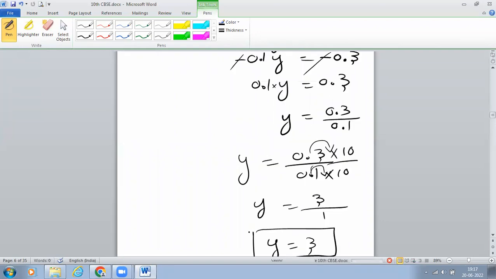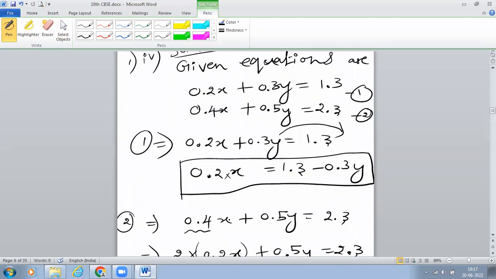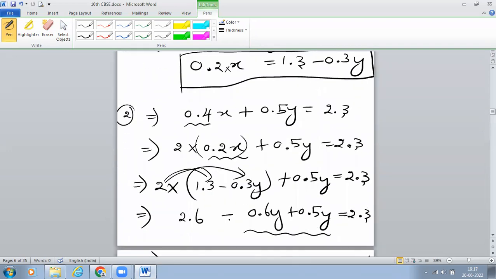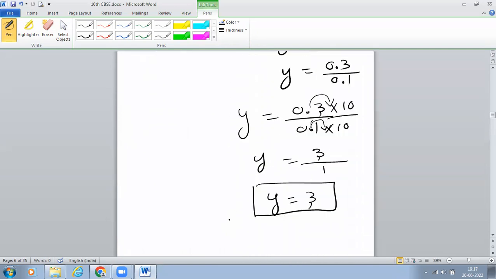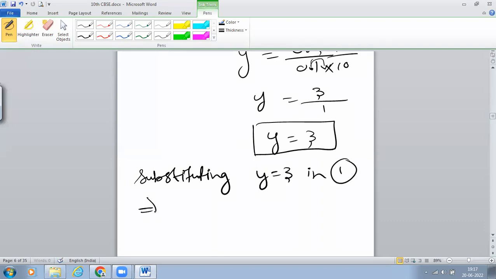Now with the help of y is equal to 3, we can substitute in any equation, that is equation number 1 or 2, to find the value of x. So I'm going to substitute y is equal to 3 in equation number 1 or 2 to find the value of another variable, that is x. Listen, I'll write now. So substituting y is equal to 3 in equation number 1. So what is equation number 1? That is 0.2 into x plus 0.3 into y, which is equal to 1.3. Now we have to substitute here.